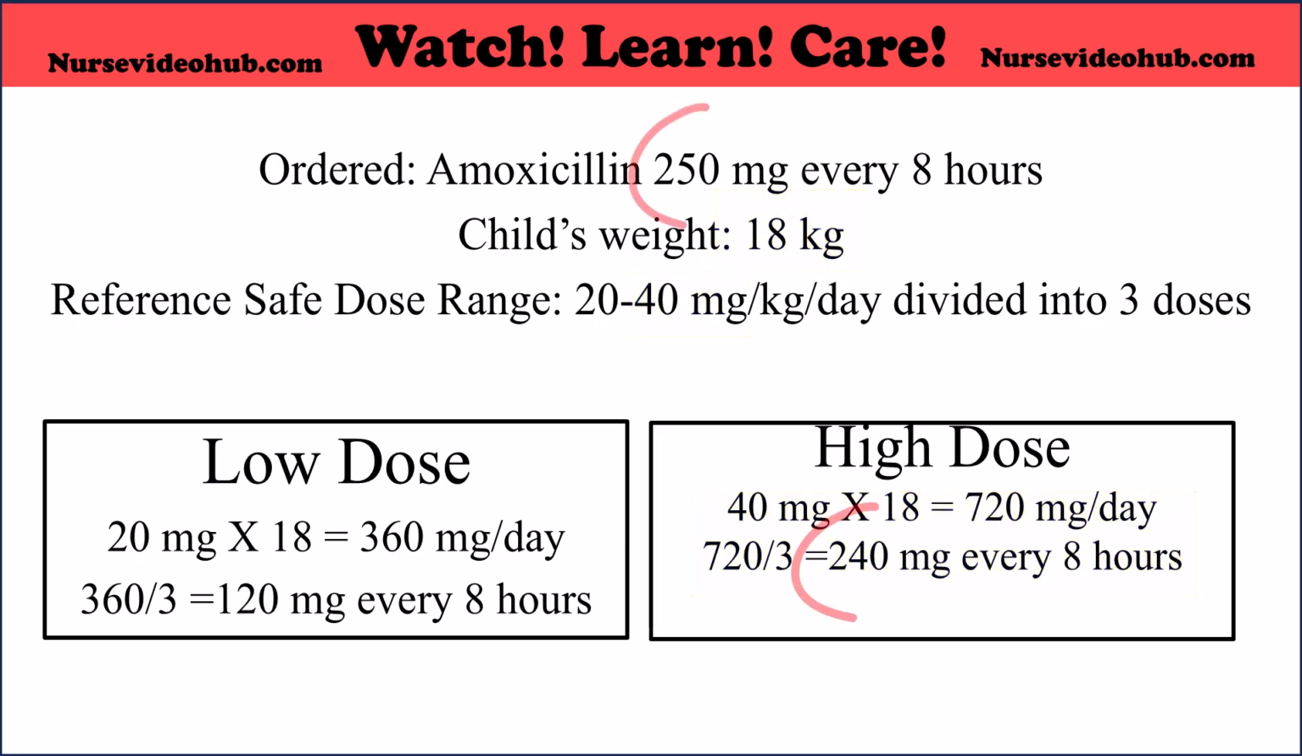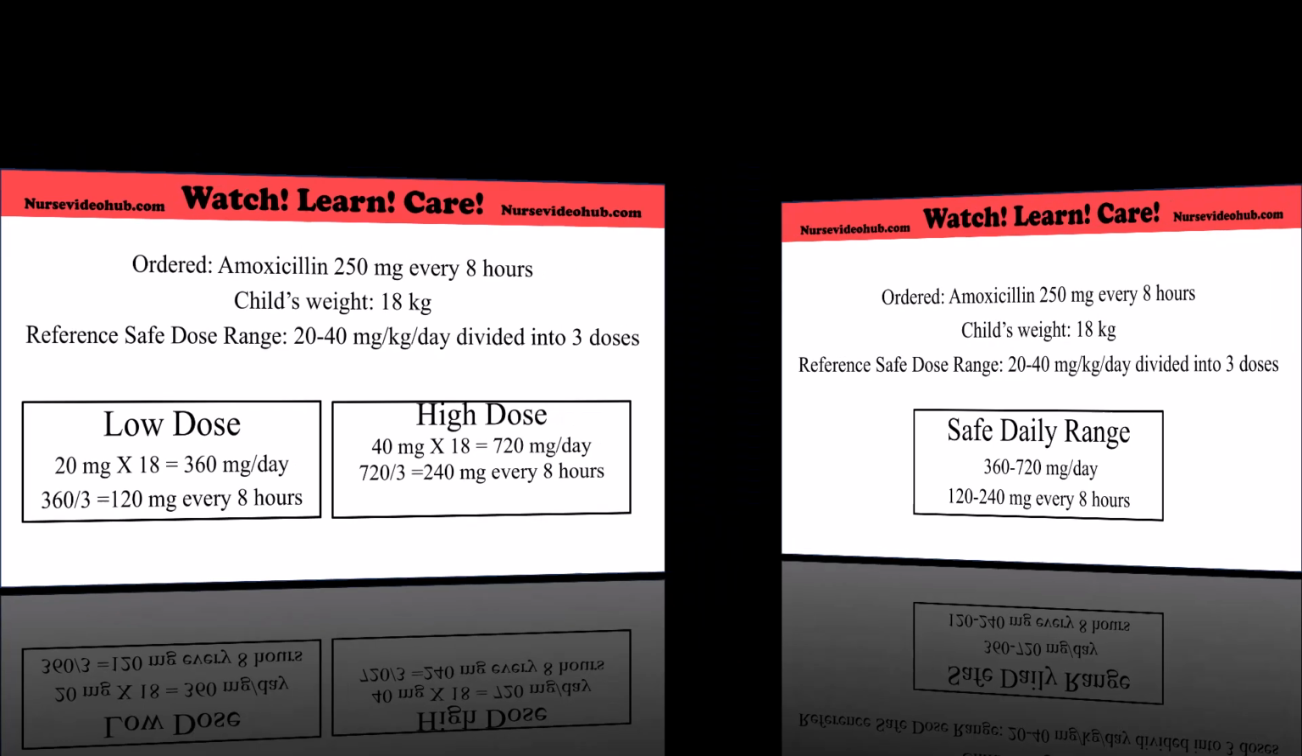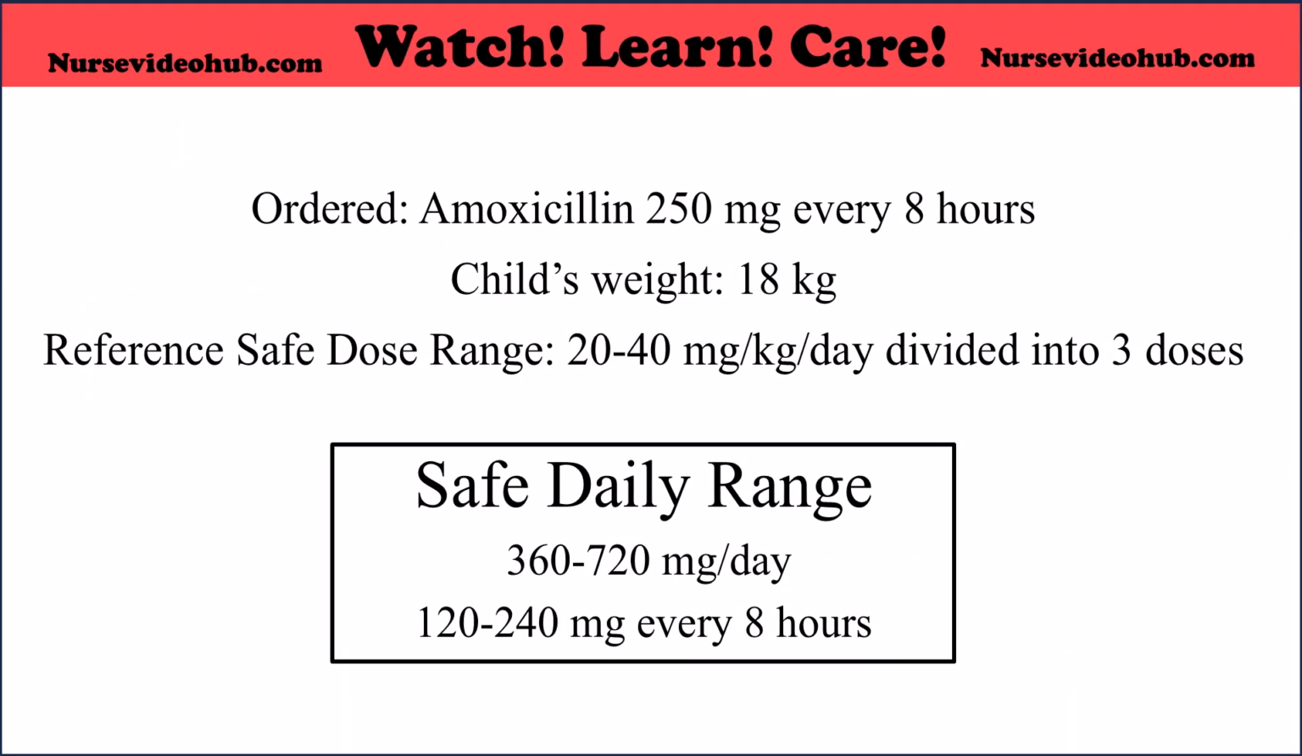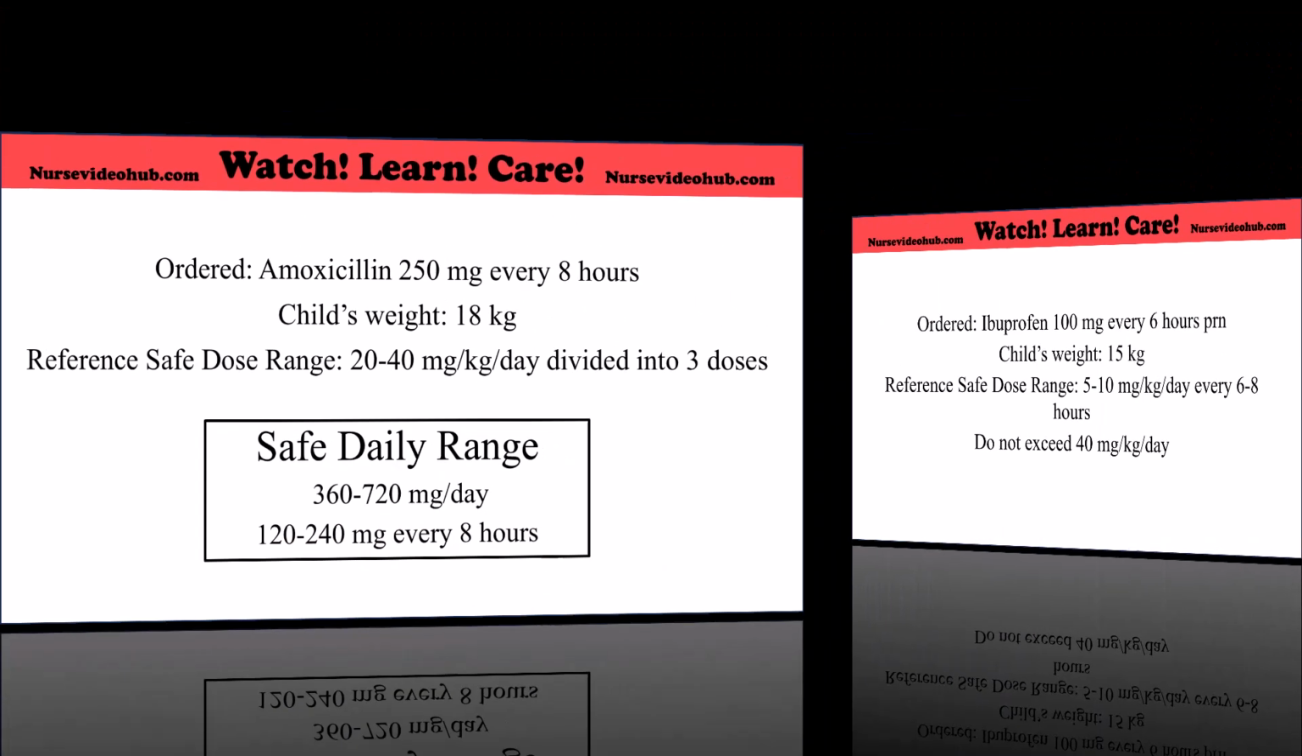This number is lower than the 250 milligrams ordered. This dose is not safe based on standard guidelines. The provider should be contacted to review and possibly adjust the dose. The safe daily range of this medication for this patient is between 360 and 720 milligrams per day, or between 120 and 240 milligrams every 8 hours.